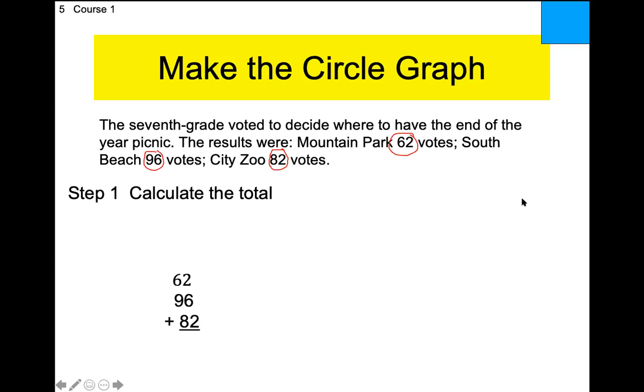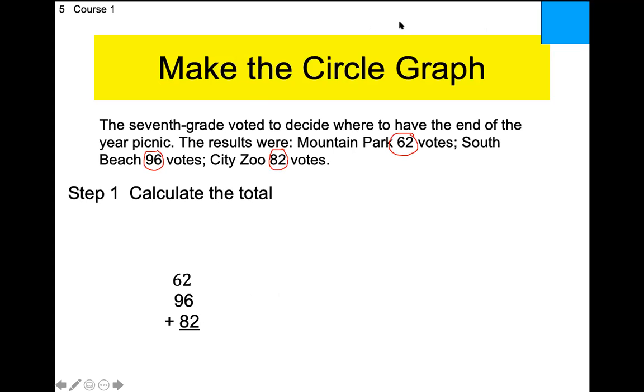So we add them up. Let's see, 62, 96, and 82. If we add those up, 2 plus 6 is 8, plus 2 is 10.